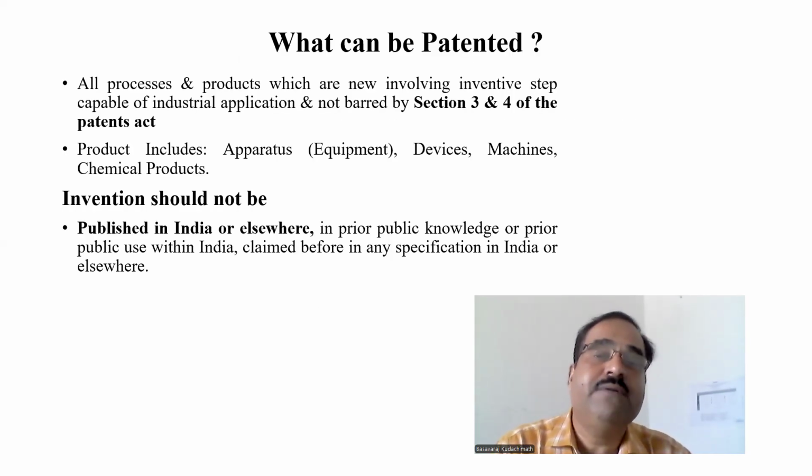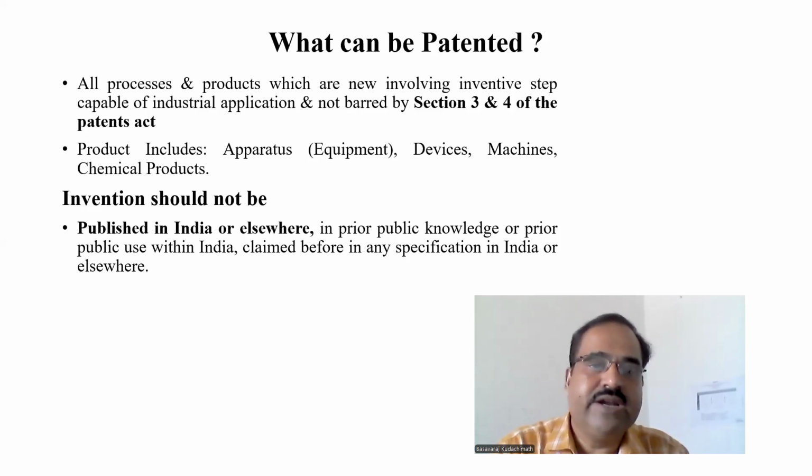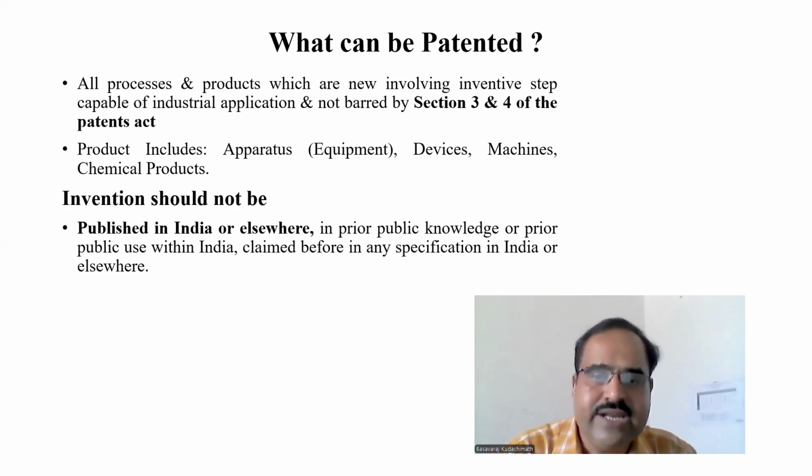Let us understand what can be patented. Can we patent everything? All processes or products which are new, involving an innovative step, capable of industrial application, and not barred by section 3 and 4 of the Patent Act of India, that is 1856 and 1972 Patent Act. If it is not barred, then those products can be easily patented. There are certain exceptions to the patenting activity mentioned under section 3 and 4 of the Indian Patent Act.